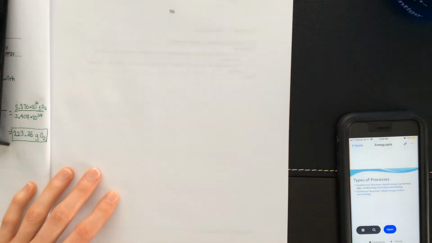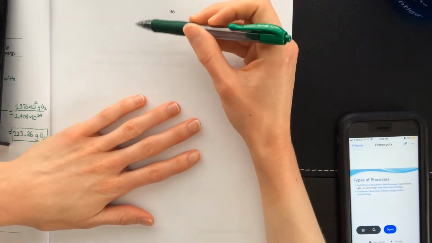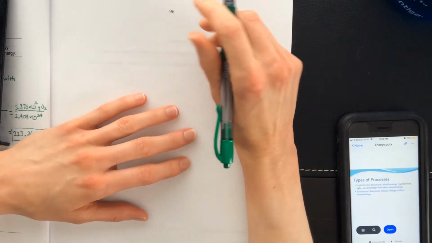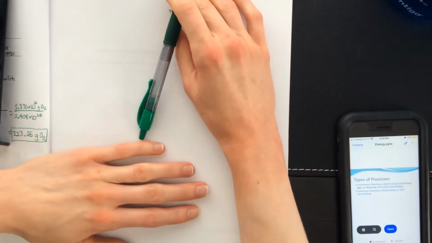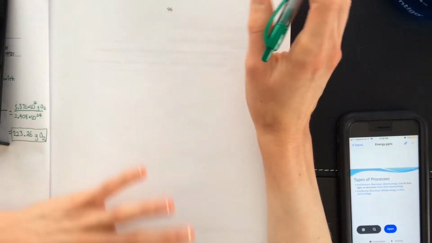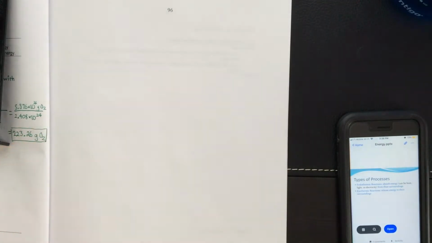Hey guys, so we're going to be on page 96 today. This is section 9.6. Now I know we already had that open book test on chapter 9, but we're still going to do this other section of chapter 9. I just wanted to have the test right after the conversion factor part, just so that would be fresh in your mind. So we're just going to talk about this section now.